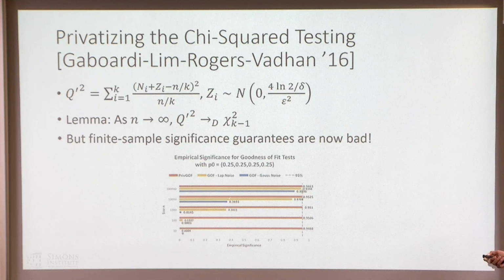But in the very finite sample setting, say 10 samples, you get something that's not meaningful. You essentially reject all of the time. So it's clear that somehow for finite samples, you need to adjust your threshold. Yes, is there a question?